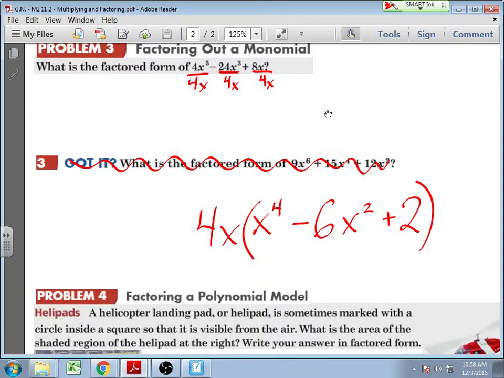Negative 24, because the sign has to go with it, divided by 4, gives me negative 6. X cubed divided by x, I get x squared. And then 8x divided by 4x just gives me 2.